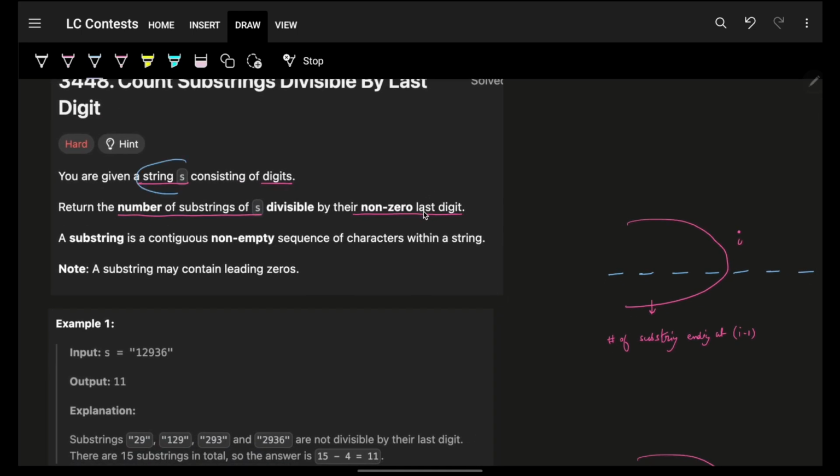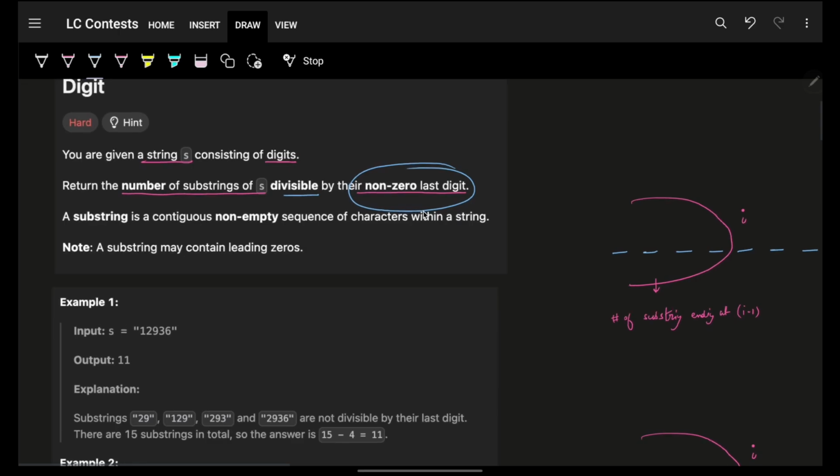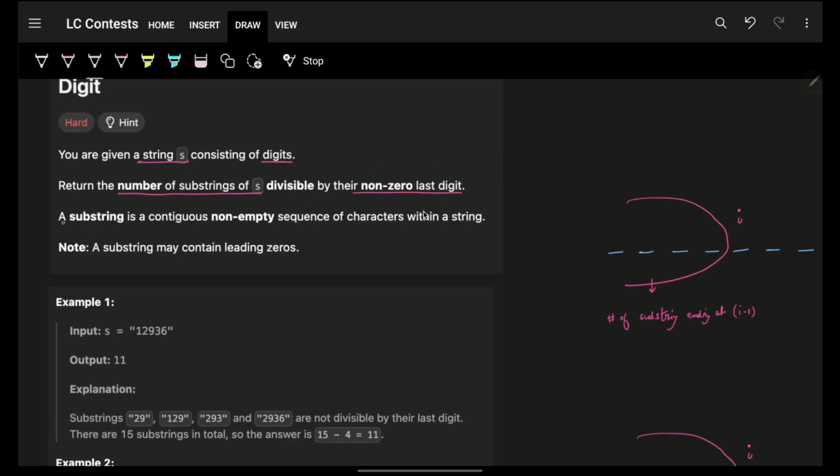It simply says that you are given a string s consisting of some digits. As you can see, string s having some digits. Return the number of substrings of s divisible by their non-zero last digit. And basically, they're saying what a substring is. A substring is a continuous set of characters. The substring can contain some leading zeros, but obviously, when we are satisfying this condition, it should have a non-zero last digit.